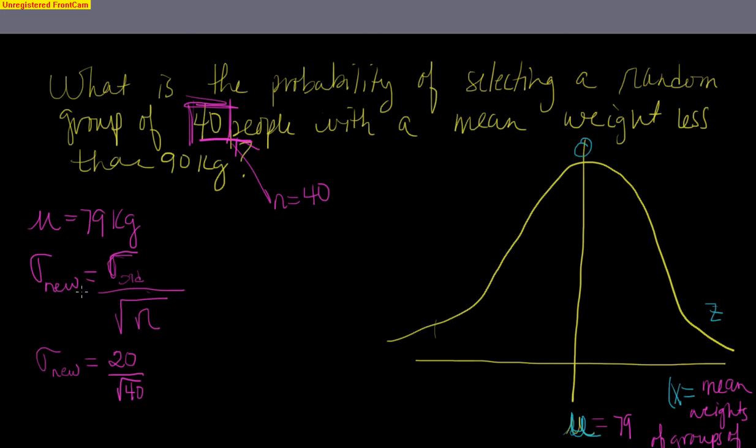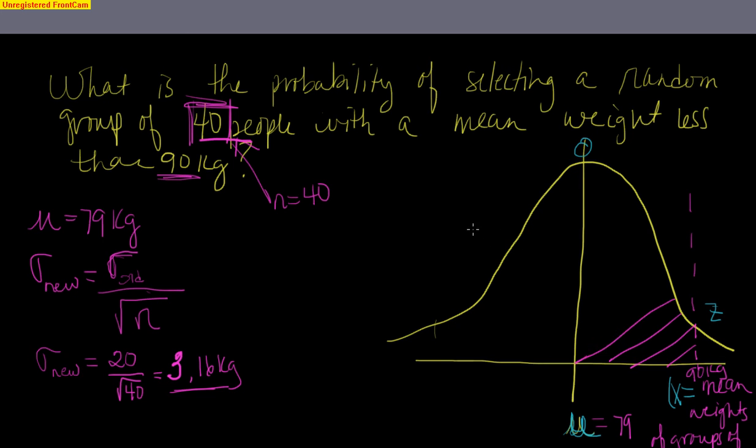Okay, and if you now put that into your calculator, you will get 3.16. 3.16 kilograms. Wow, what a difference. Before it was 20, now it's all the way down to just 3 kilograms. So imagine where 90 is now. I'm still asked what is the probability that the mean weight is less than 90. So my 90 is still going to be to the right of my mean, but it's going to be a little farther out now, 90 kilograms, okay?